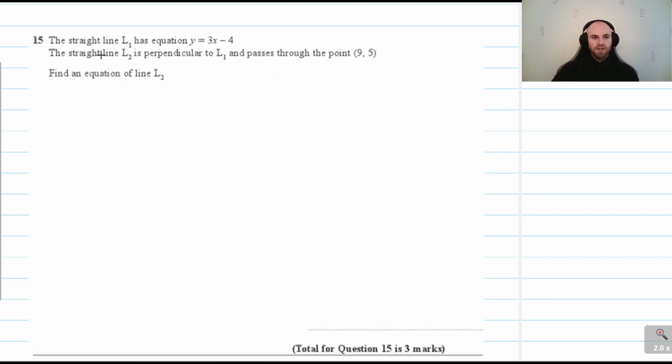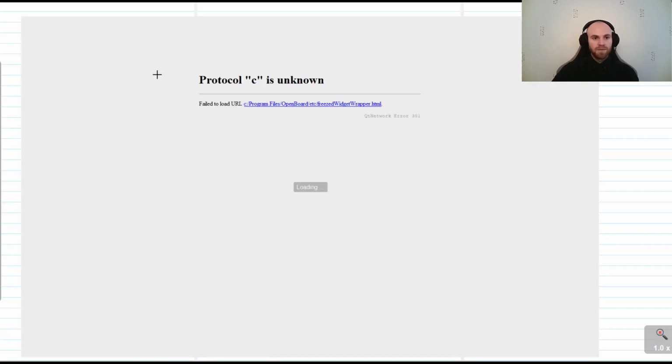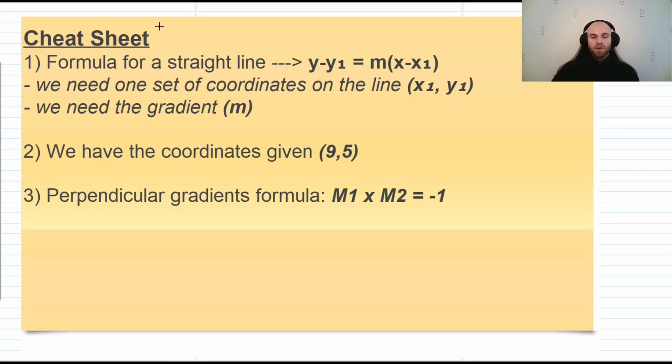Okay, so question 15. The straight line L1 has equation y equals 3x minus 4. The straight line L2 is perpendicular to L1 and passes through the point 9,5. Find an equation of the line L2. So if we go to the cheat sheet, the formula for a straight line is going to be y minus y1 equals m, and then in brackets x minus x1. For this equation, all we need is one set of coordinates on the line, which would be the x1, y1. And we do need the gradient also, which is m. Luckily, we've been given the coordinates of a point on the line. We've been given 9, 5.